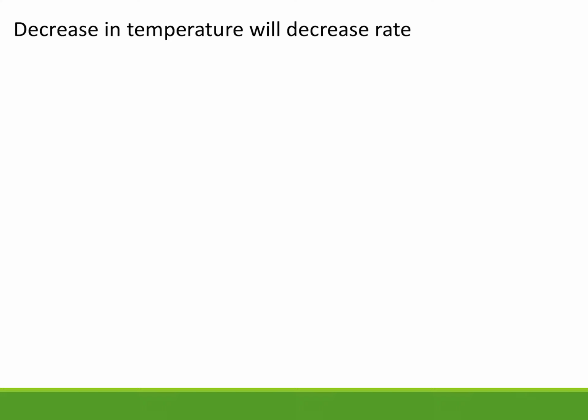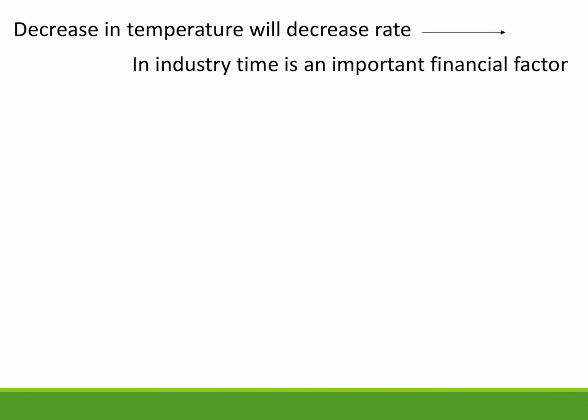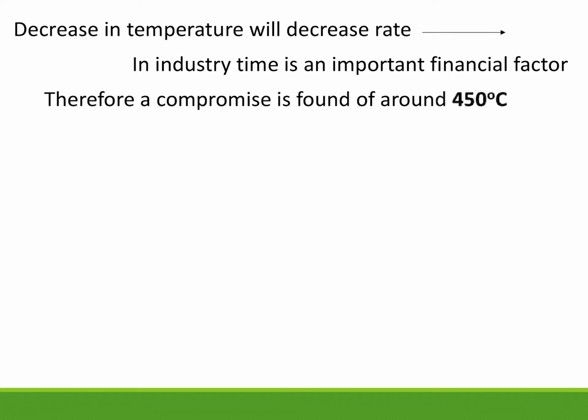However, if I decrease the temperature too much, it decreases the rate. Time is an important factor, financial factor. Time is money. So there's a compromise, which is around 450 degrees. So it happens fast enough to get us an acceptable yield at a specific rate.